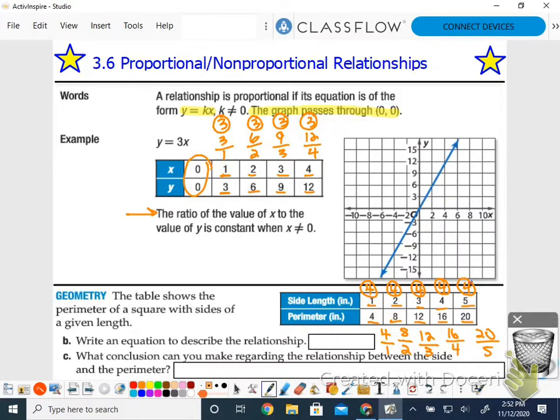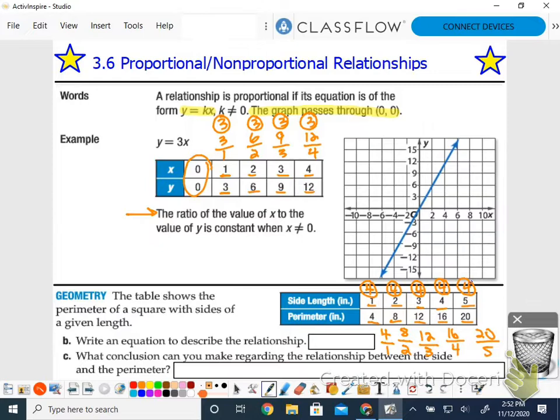That's the first thing we need. The other thing we want to consider, because right now I don't see 0, 0 on this, so I can't really tell whether or not it goes through the origin. What we can do though, the table doesn't show all the possible values for this situation. It only shows some.